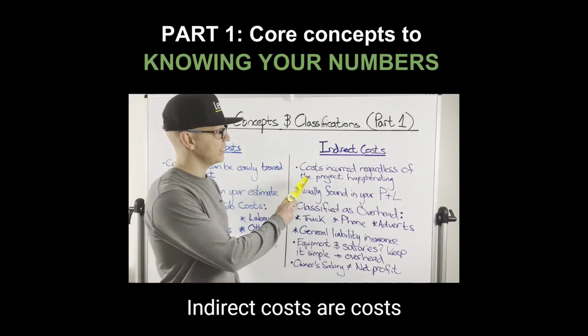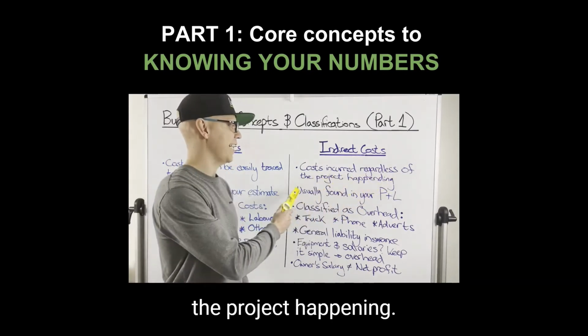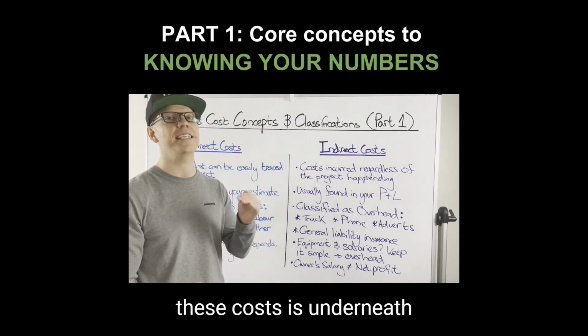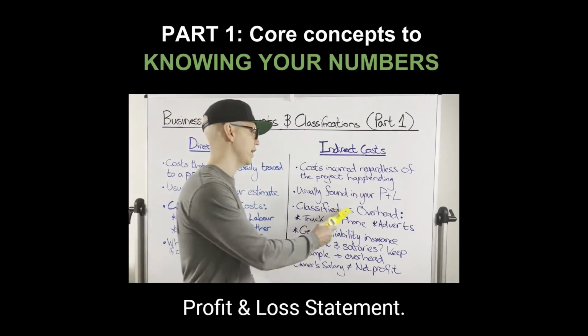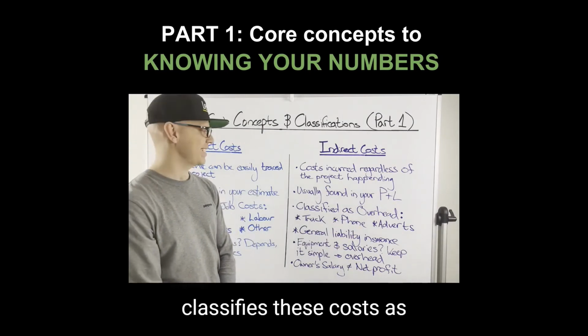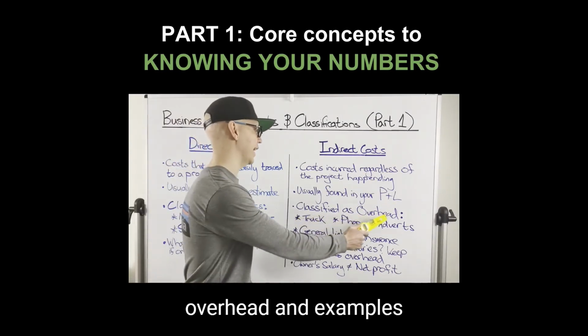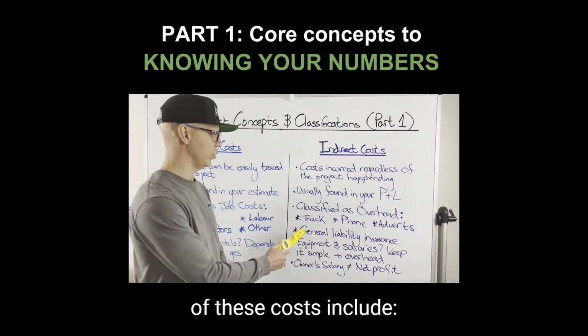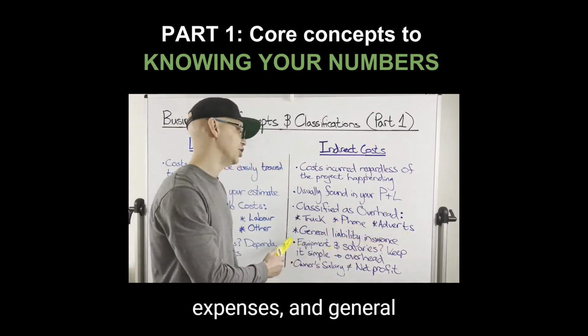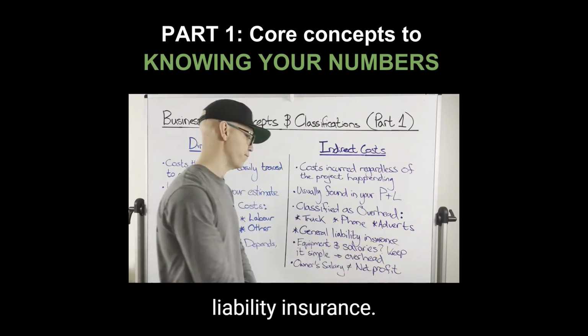Indirect costs are costs incurred regardless of the project happening. And a great place to find these costs is underneath gross profit in your profit and loss statement. Managerial accounting classifies these costs as overhead, and examples of these costs include truck, phone bills, advert expenses, and general liability insurance.